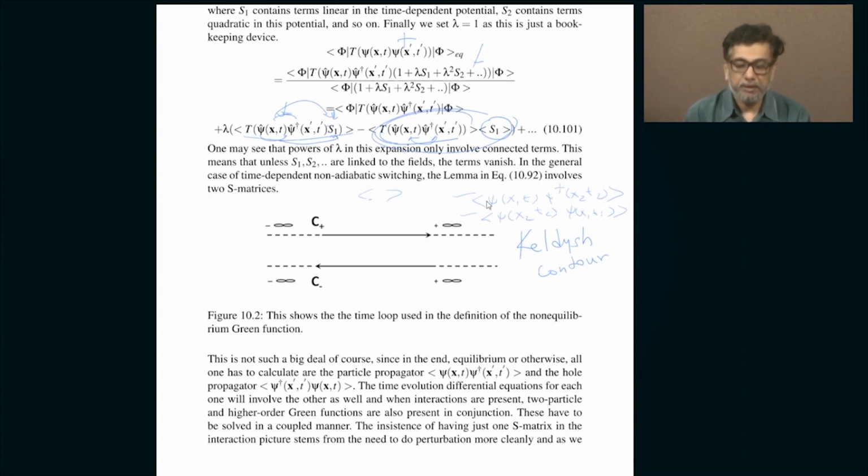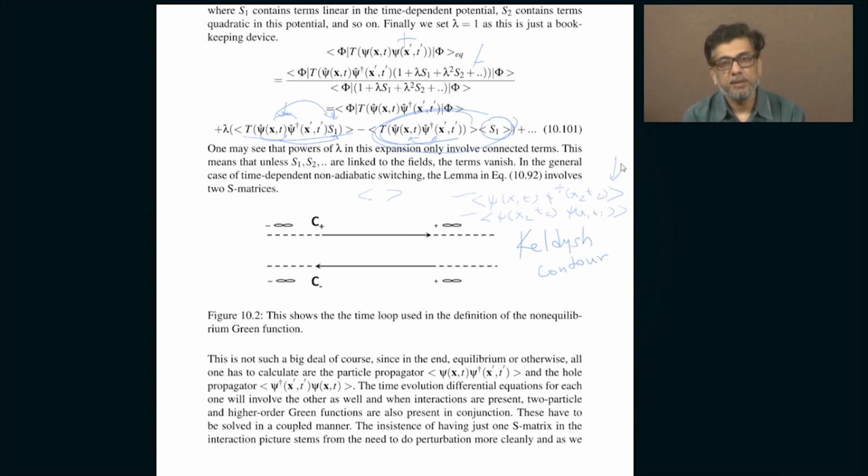Right now, if you try to write down the equation of motion for the particle Green's function, for example, you will soon find that because the particles interact amongst themselves, the equation of motion for the particle Green's function will start to involve a Green's function where you are going to be creating two particles and annihilating two particles.